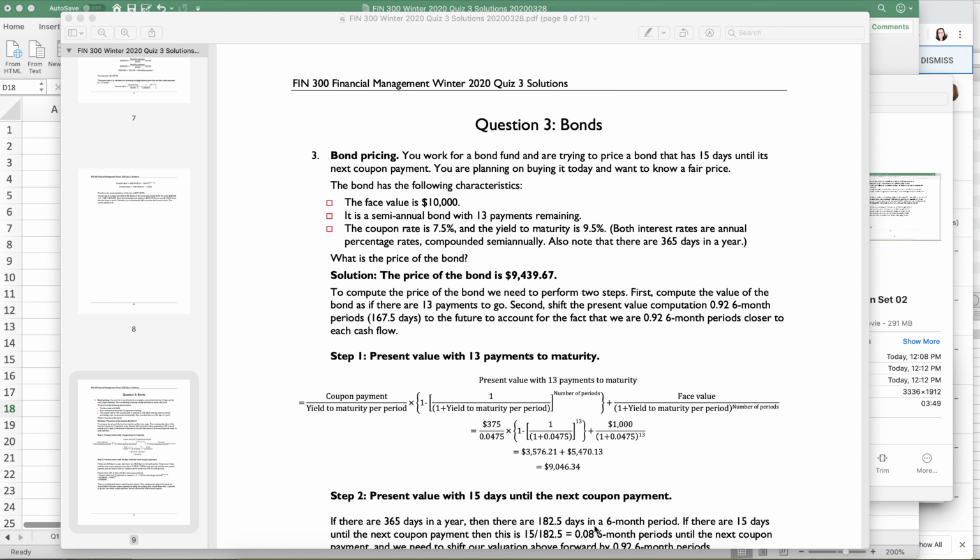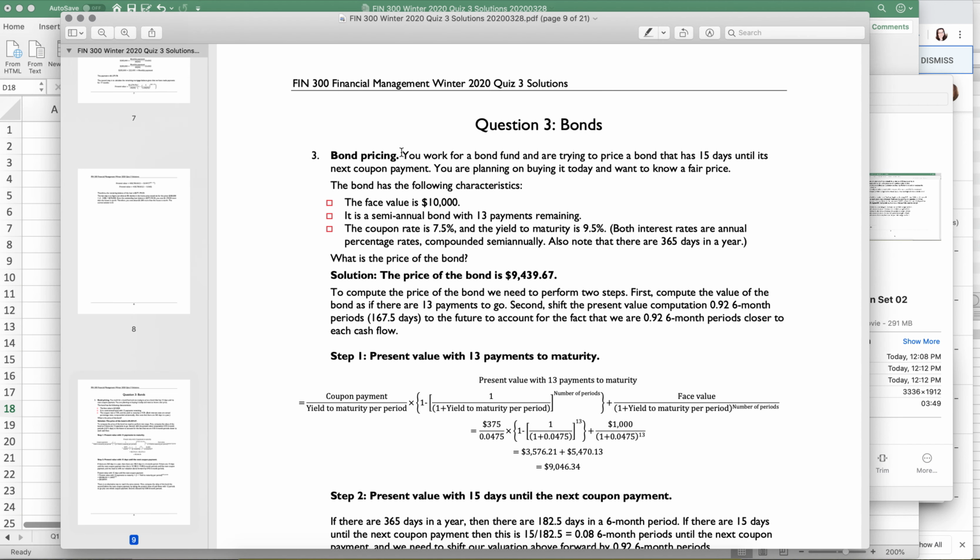This is quiz 3, question 3, bonds. So we work for a bond fund. We're trying to price a bond that has 15 days till its next coupon payment. You want to know the fair price. We have some information about the bond right here. What's the price of the bond?